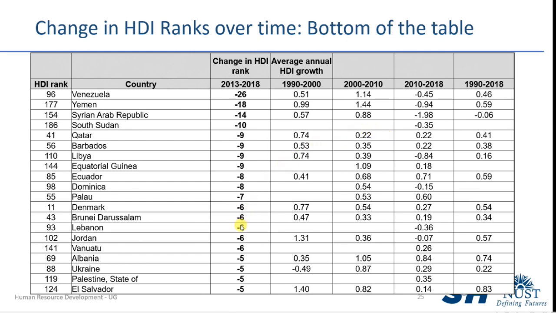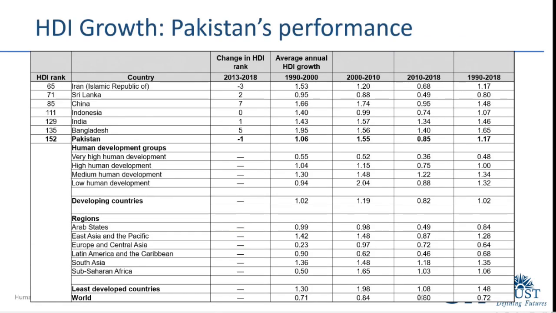Then we can have a look at Pakistan's performance in this regard. The bold one here is Pakistan, and it has lost 1 place from 2013 to 2018. Instead of improving its rank, we have lost 1 place. In the same region, India has gained 1 place. Bangladesh we have already seen. Indonesia did not change position, it's at the same place. China has jumped 7 places. Sri Lanka 2. Iran has lost 3 places.